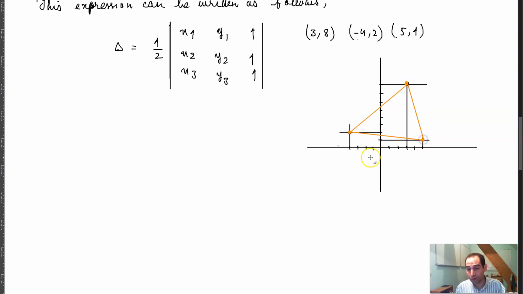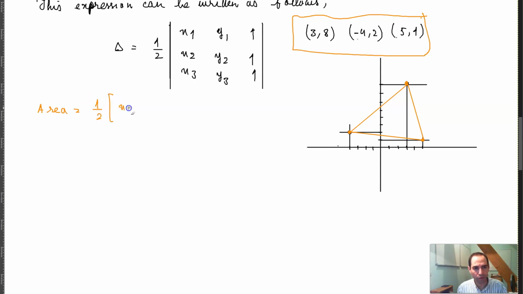Now the area of this triangle, you can calculate it using the formula that you have, meaning that you can say that these are the points, the vertices of the triangle. You can say that the area is equal to 1/2 times x1 times something plus x2 times something else plus x3 times something else.